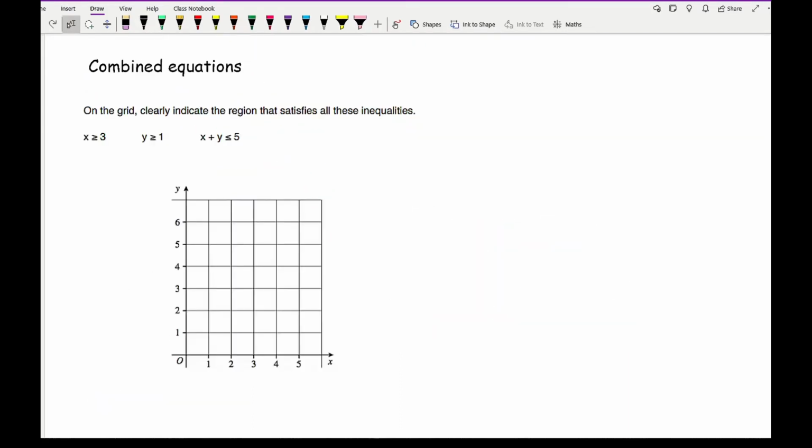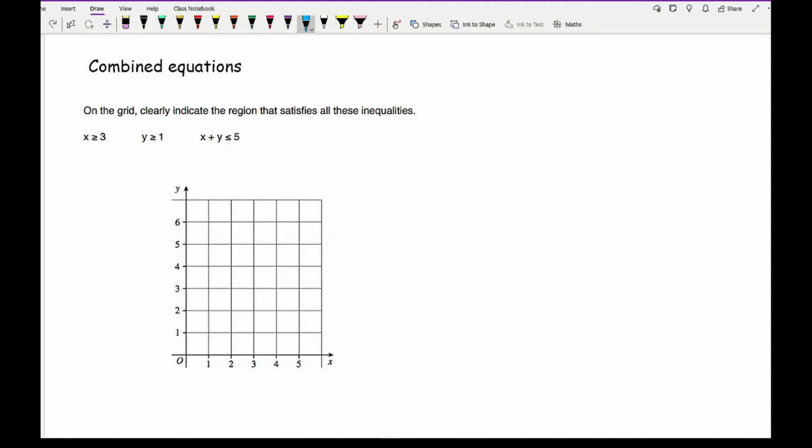Now, as mentioned previously, in higher level questions or higher mark questions, you may have to involve a combination of certain inequality graphs and lines. So in this question, it says, on the grid, clearly indicate the region that satisfies all of these inequalities. So what we're going to do is join these types of questions together. I strongly recommend that you do each inequality one at a time, and when it comes to shading, you leave that right till the end.